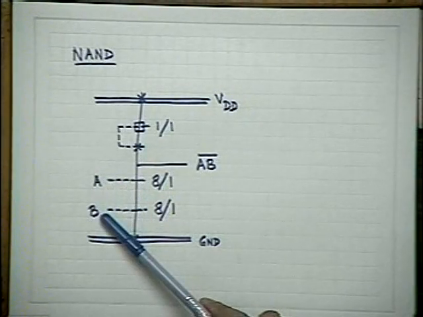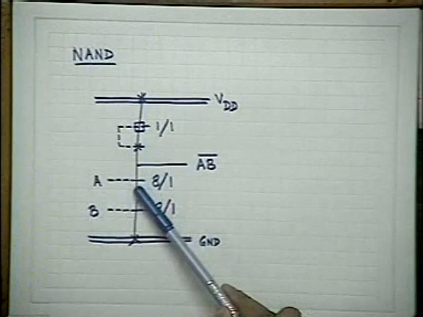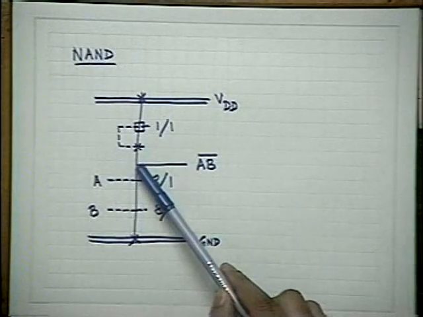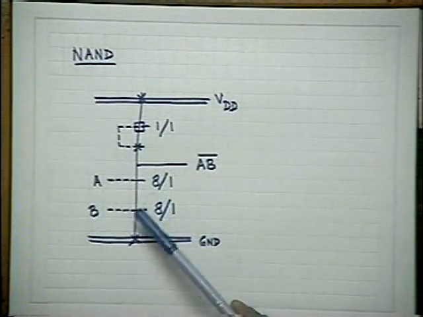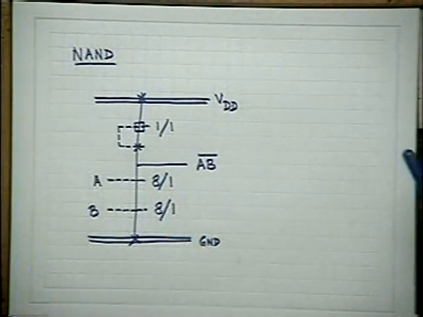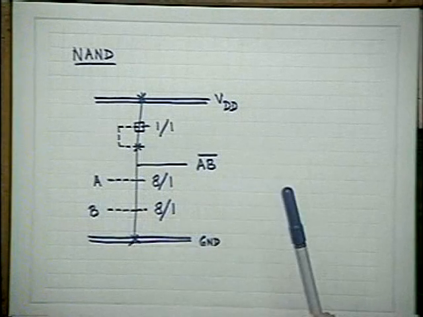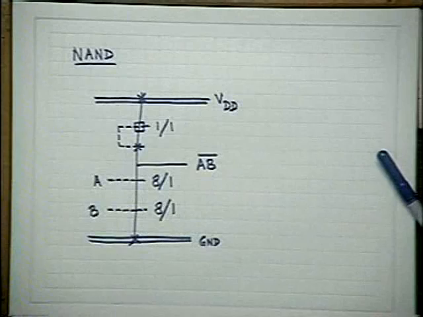If both of them are on, then what happens? Output is 0. But when both of them are 1, suppose this is 4:1 and this is 4:1, what will happen? Suppose the W by L ratio of the two series transistors both are 4:1, as in the case of NOR gate. What is going to happen? Effectively, both the transistors combined will offer you 8:1 W by L ratio, because the two resistances will be added.